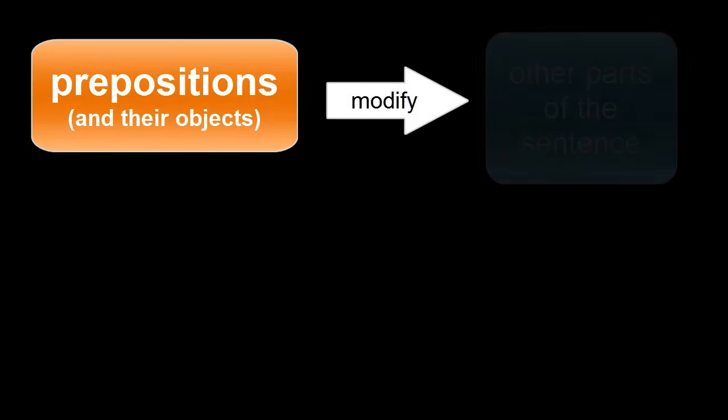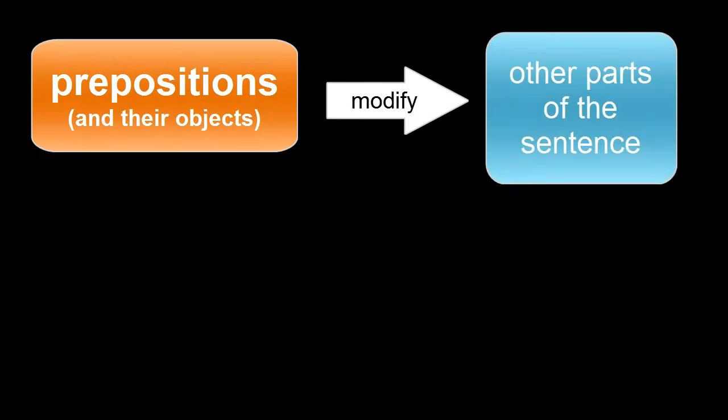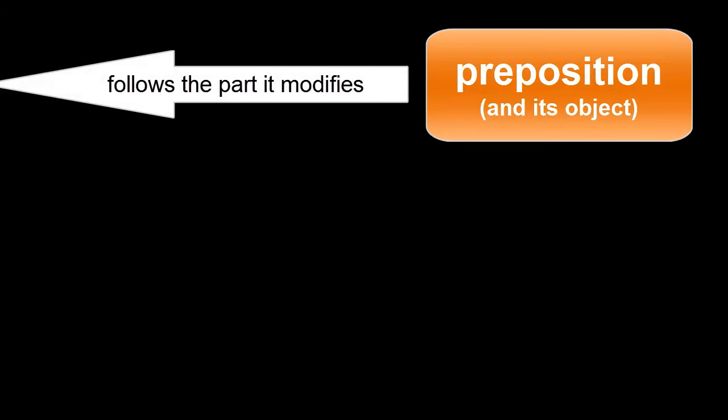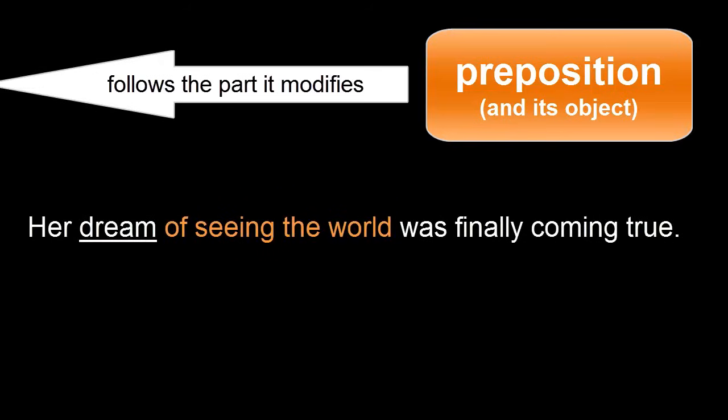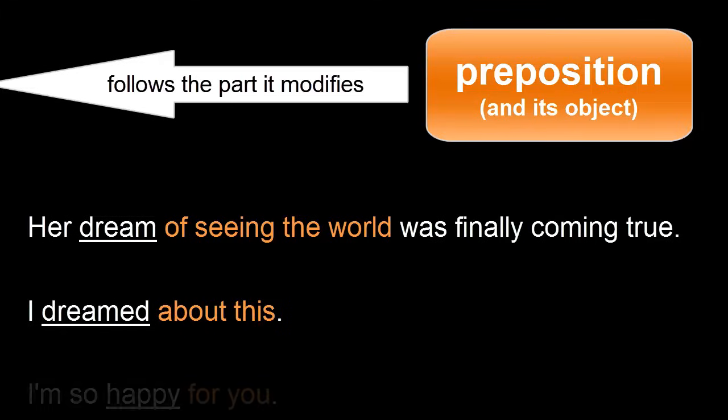Another important thing to note is that prepositional phrases give information about a certain part of a sentence, a verb, an adjective, a noun, and the prepositional phrase usually follows whatever part it's giving information about, whatever part it's modifying. Look at these examples. Her dream of seeing the world was finally coming true. I dreamed about this. I'm so happy for you.